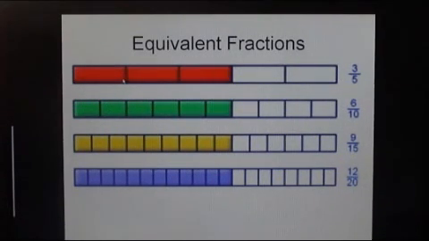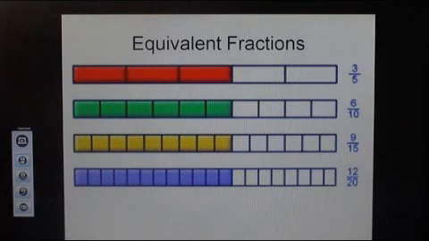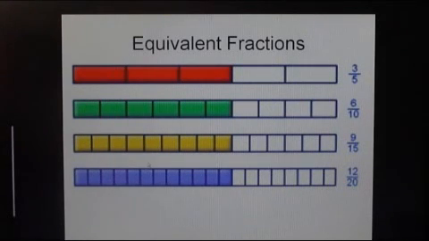What if you took the fifths and split them into 3 sections? Each fifth now is 3 little parts. You can see that each fifth equals 3 of those parts. Well, these parts happen to be 15ths. We can tell because there are 15 of them in the whole.